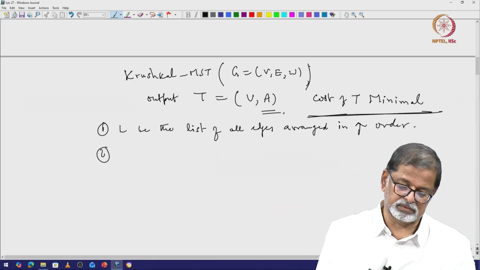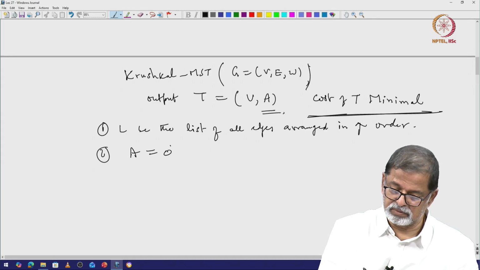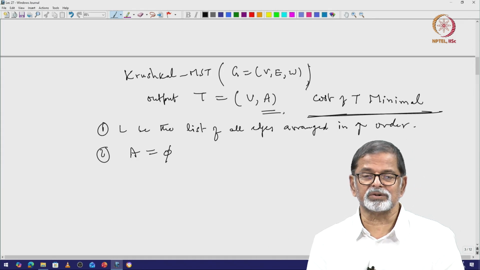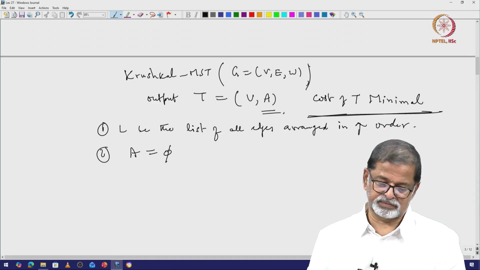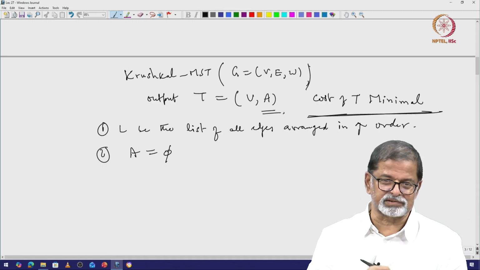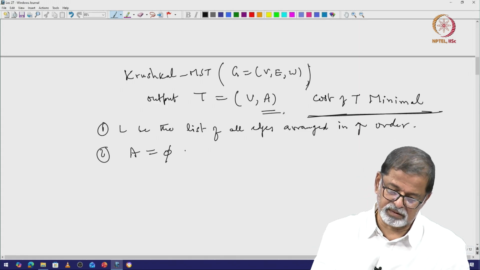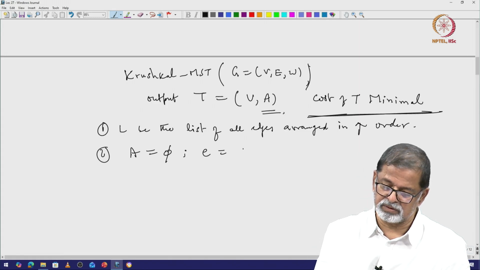Step 2: A equal to empty. Initially, the spanning tree has got no edges. A is empty. Vertex set is there, but edge set is not. Okay. E equal to first item in the L.